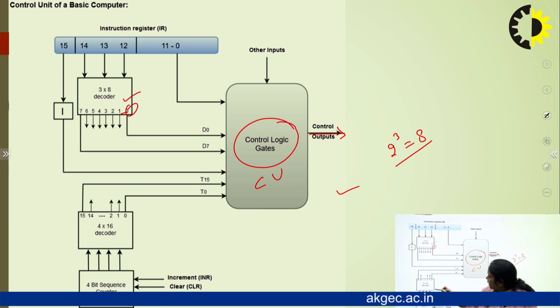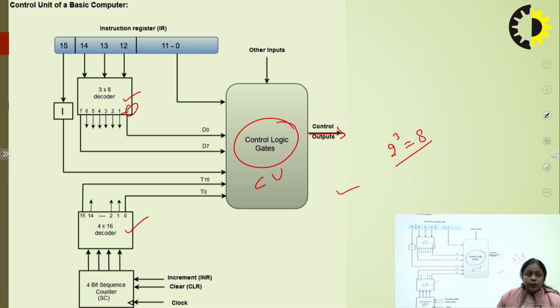Now you can see here this is another decoder, 4:16, and a 4-bit sequence counter. Now all this hardware is used to find out the timing signal. For example, this is a 4:16 decoder, so it can generate 16 outputs. Okay, it means we can generate T0 to T15 timing signals. To activate the timing signal T0, we have to give here the input 0 0 0 0. So we have connected it with a counter, a 4-bit sequence counter.